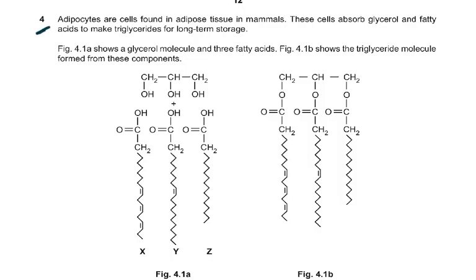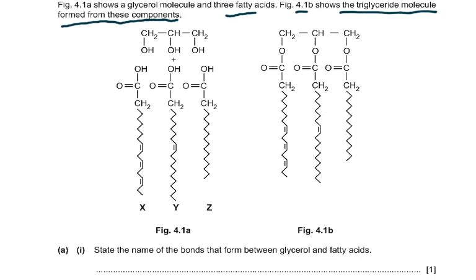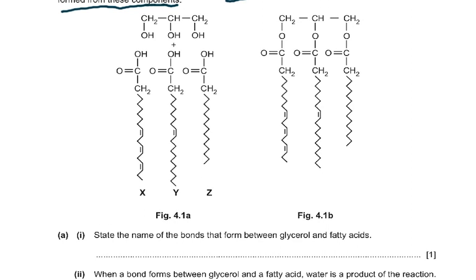Now looking at question number 4, adipocytes are cells found in adipose tissue in mammals. These cells absorb glycerol and fatty acids to make triglycerides for long-term storage. Figure 4.1a shows a glycerol molecule and 3 fatty acids. 4.1b shows the triglyceride molecule formed from these components. Now you have figure 4.1a and figure 4.1b. State the name of the bonds that form between glycerol and fatty acids: ester bonds.